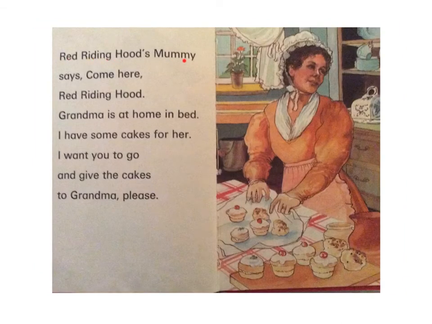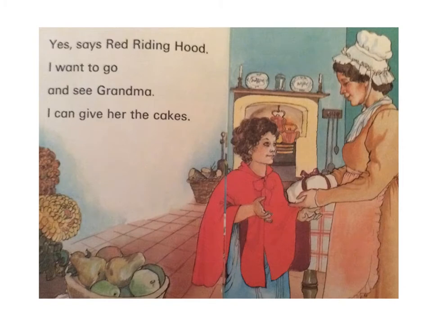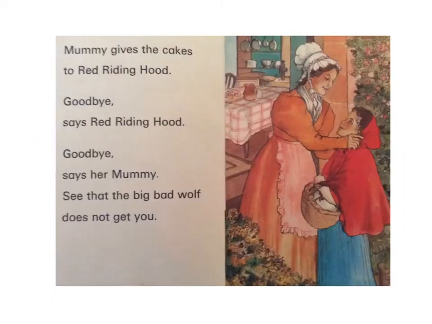Red Riding Hood's mummy says, "Come here, Red Riding Hood. Grandma is at home in bed. I have some cakes for her. I want you to go and give the cakes to Grandma, please." "Yes," says Red Riding Hood. "I want to go and see Grandma and give her the cakes." Mummy gives the cakes to Red Riding Hood. "Goodbye," says Red Riding Hood. "Goodbye," says her mummy. "See that the big bad wolf does not get you."